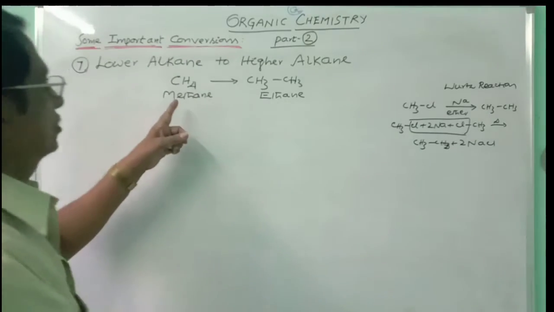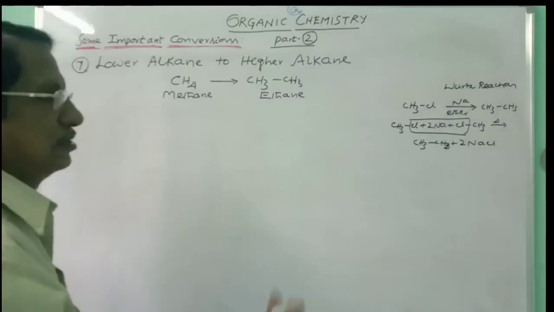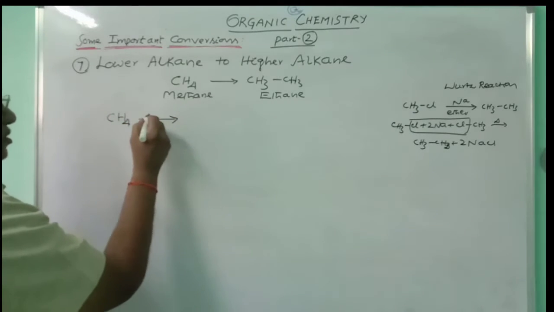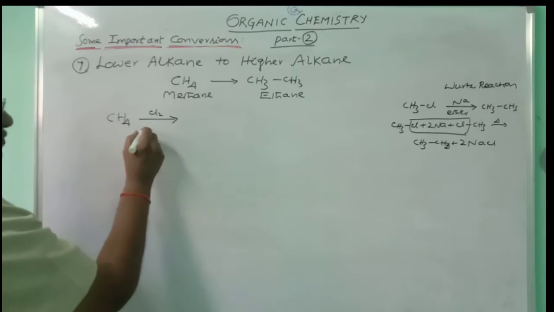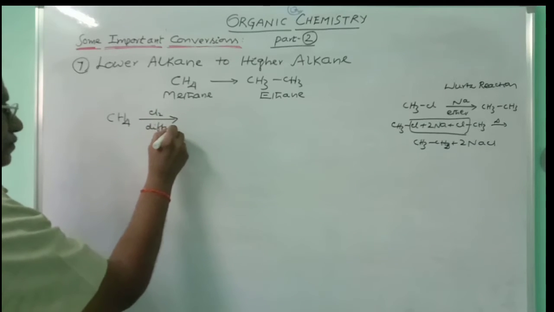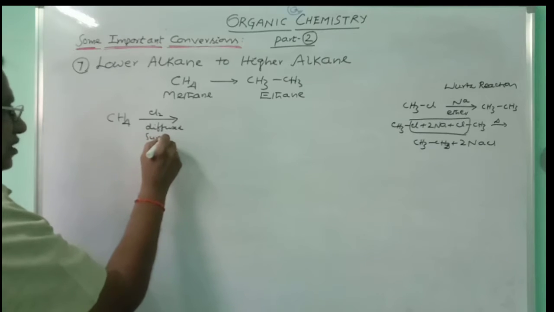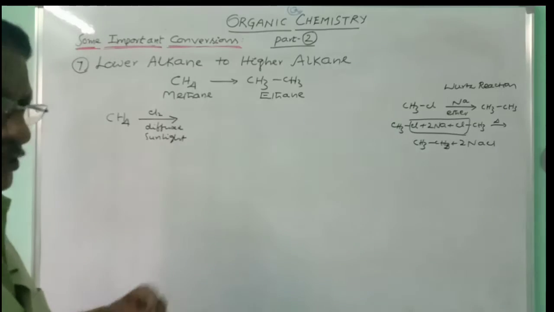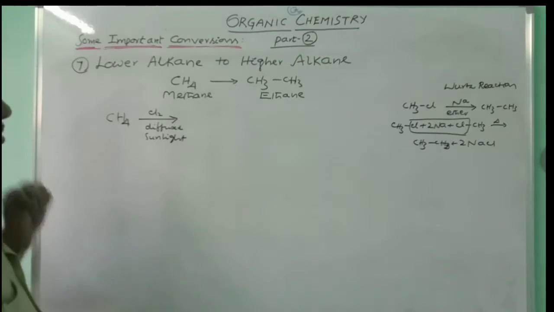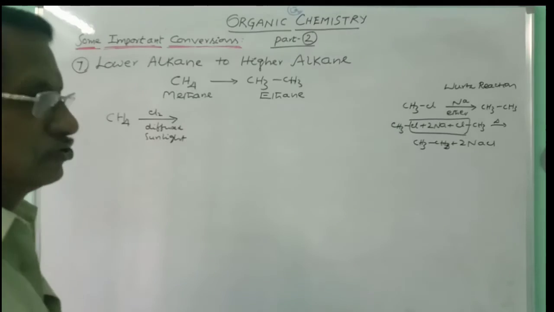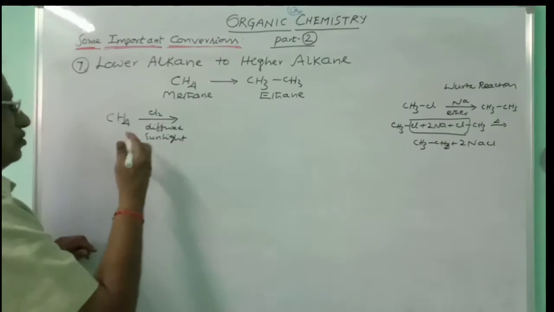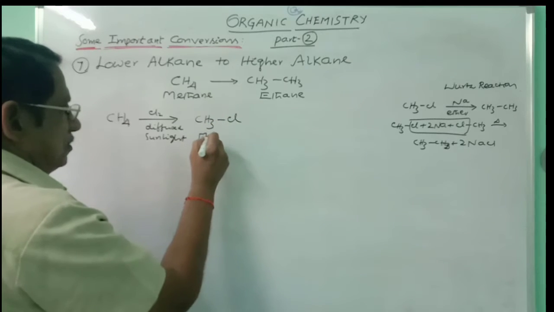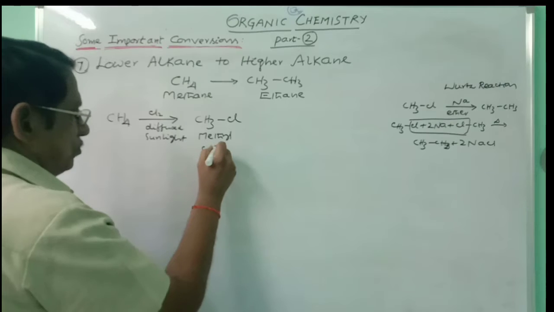So first of all, you have to convert methane into methyl chloride or methyl bromide. So take methane, treat this with chlorine in diffused sunlight. You have to apply the conditions for monochlorination. Monochlorination means an excess amount of methane and a less amount of chlorine is to be taken. Thereby monochlorination takes place, H will be replaced by Cl. So this is methyl chloride, right?